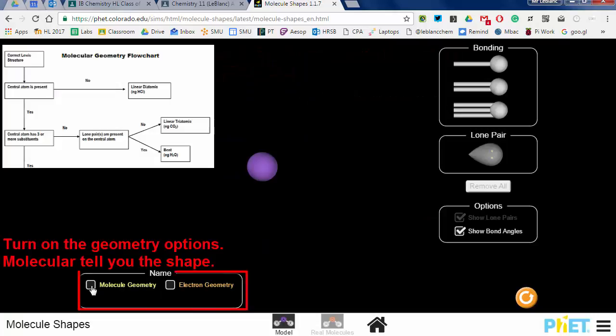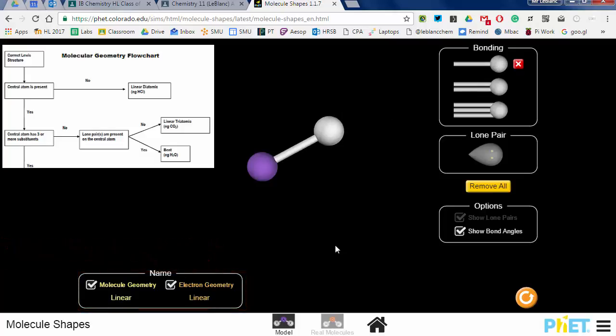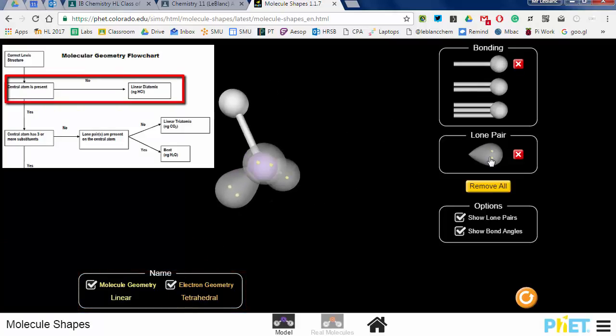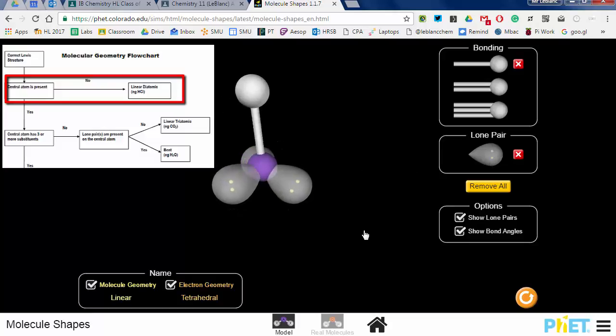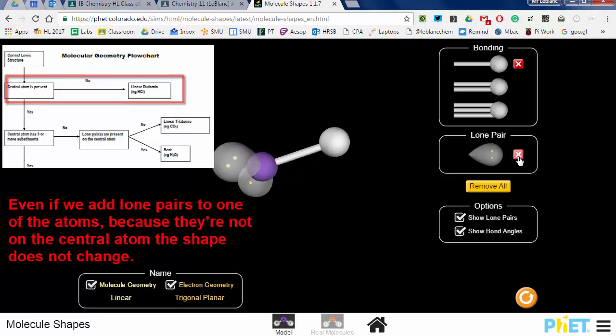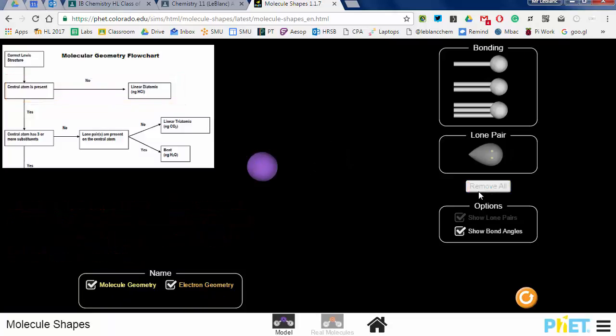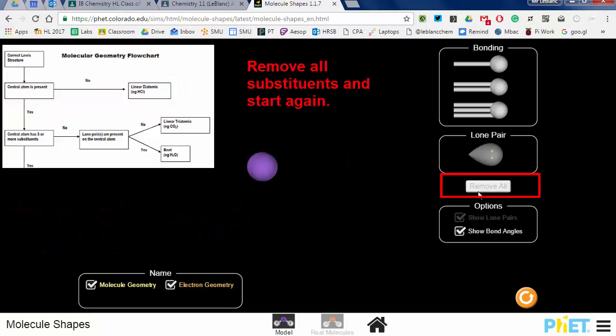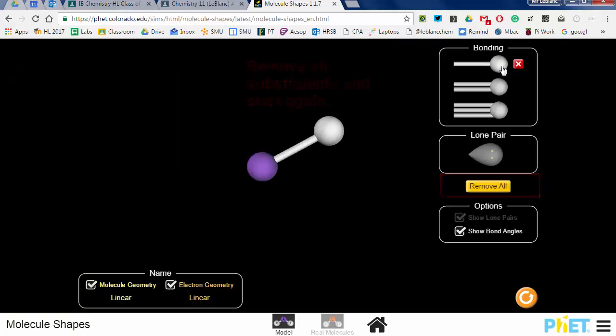So using this PhET simulator, we're going to select model, and we're going to use our flowchart. Okay, we're going to build the models. We're going to say, is there a central atom present? No, there's not. So this is what we're going to call linear diatomic. It's a straight line between the 2 atoms. I'm going to turn on those names at the bottom so I can see the name of the molecular geometry. When I'm done, I remove all my substituents by hitting the remove button, and start again.